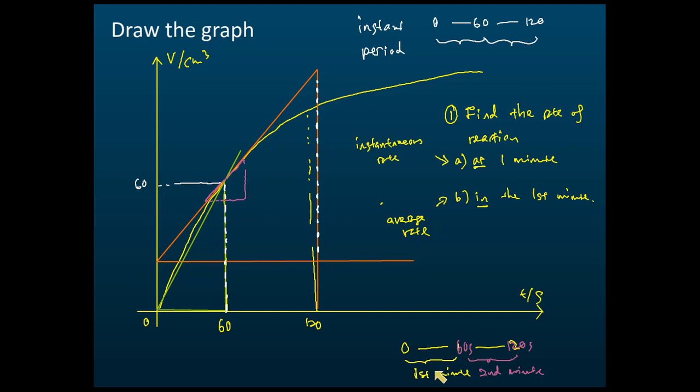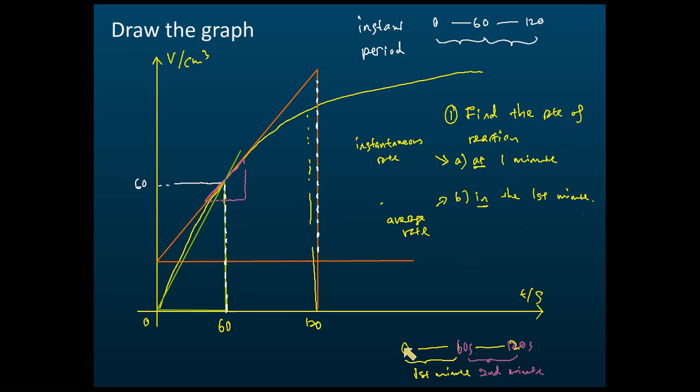0 to 60 seconds is the first minute. Now, for example, let's say you want to do your revisions, right? What you do in the first hour. Now, first hour means from the beginning to 1 hour, right? Let's say you start at 8 o'clock. First hour means from 8 to 9 o'clock. That's the first hour, right? So same goes here. First minute means 0 to 60 seconds. Second minute, 60 to 120 seconds. So if they want you to find the rate, usually they won't tell you it is average rate. So they want you to find the rate in the first minute. This is the rate in the period. And rate in the period actually is the average rate.